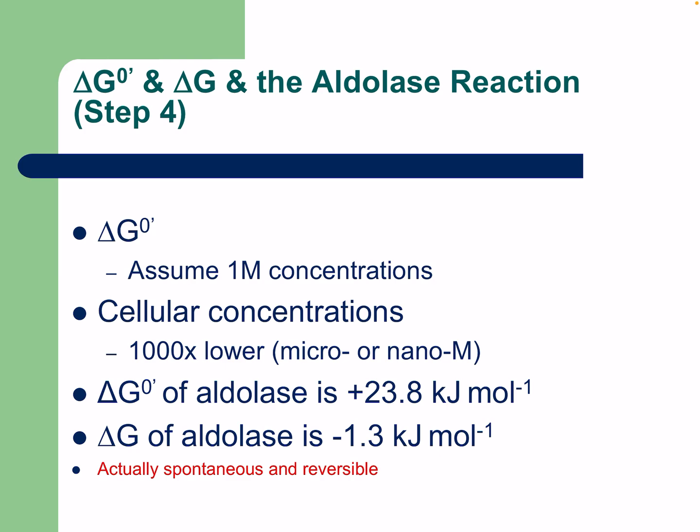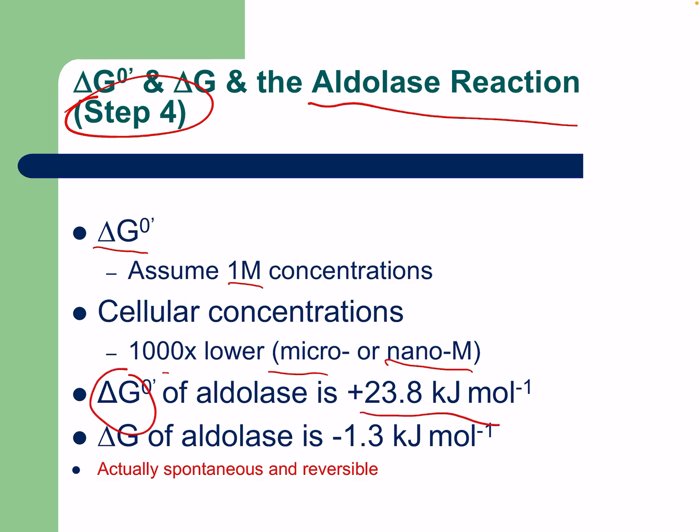So the change of free energy with the aldolase reaction is step 4. So again, when we look at the Gibbs standard free energy, we assume 1 mole concentrations. The cellular concentrations are 1,000 times lower, in the micro or nanomole level. So Gibbs standard free energy of aldolase is a positive 23 kilojoules per mole, and the Gibbs free energy of aldolase is actually negative 1.3. So it could actually be considered spontaneous and reversible. Since now it's negative, it actually is spontaneous, but it's also low, so it is reversible.